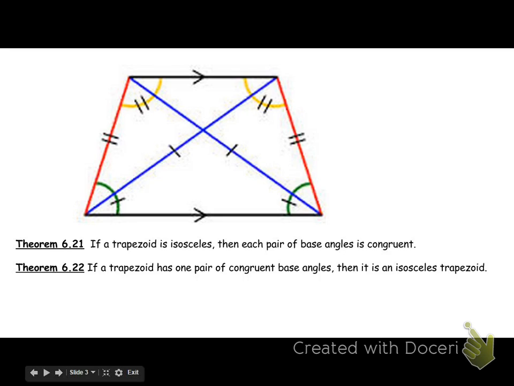Theorem 6.22 is the converse. If a trapezoid has one pair of congruent base angles, then it is an isosceles trapezoid. The base angle would be like that one and that one. Those are congruent, so it's an isosceles trapezoid, and the legs are congruent. Base angles are the angles that are on either end of the base, and the bases are the parallel sides. So an isosceles trapezoid has two pairs of base angles, one for the bottom base, one for the top base. What if you only have one for the top base, or only one for the bottom base? They're not both congruent.